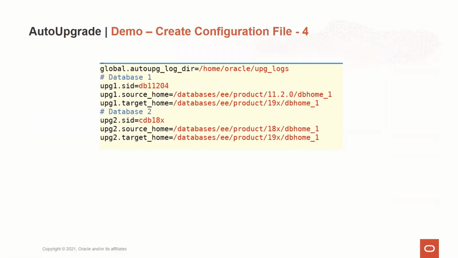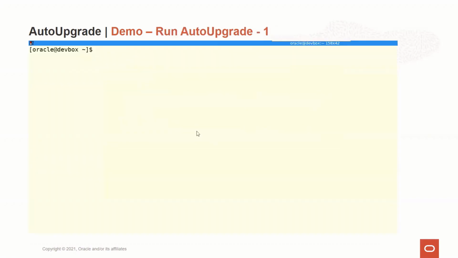So after we have taken the parameters that we want from the sample file, our final configuration file will look like this. We save the changes and then we just execute the tool using the command java -jar autoupgrade.jar -config, the path to our file, then -mode deploy.